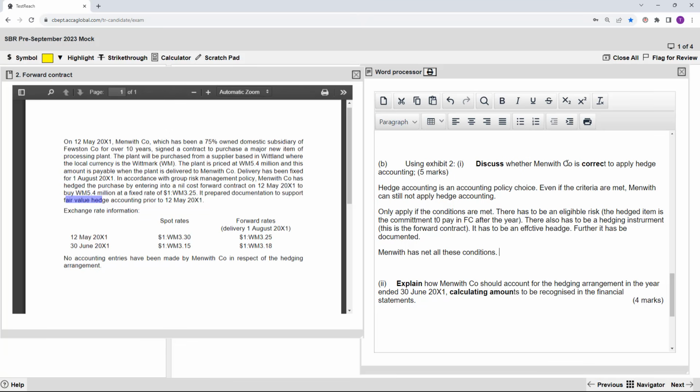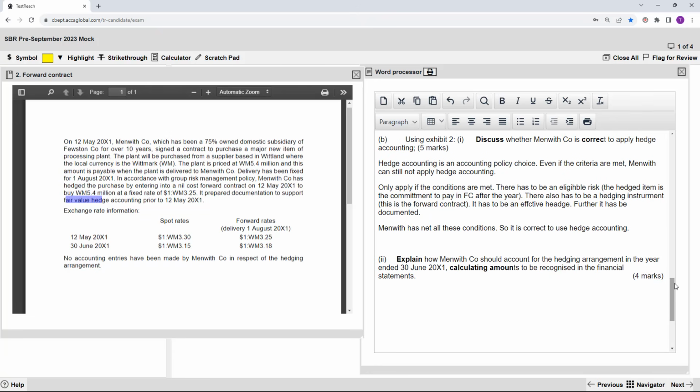Discuss whether Menwith is correct to apply hedge accounting. Well, it can if it wants to. So it is correct to use hedge accounting. So we're discussing hedge accounting in a broad sense, but we're applying it to Menwith, because the second part of the question is how they should account for the hedging arrangement, and we've got to calculate the numbers. How they account for it slightly depends on whether it's a fair value hedge or a cash flow hedge, but we're told it's a fair value hedge.